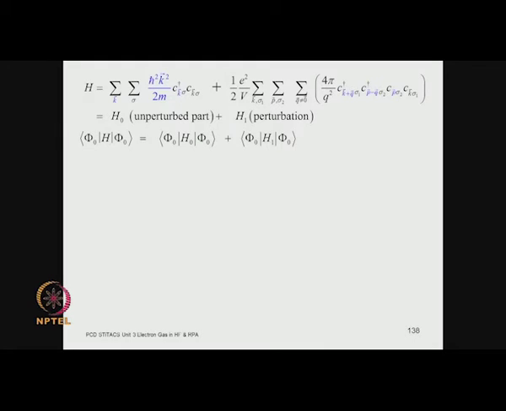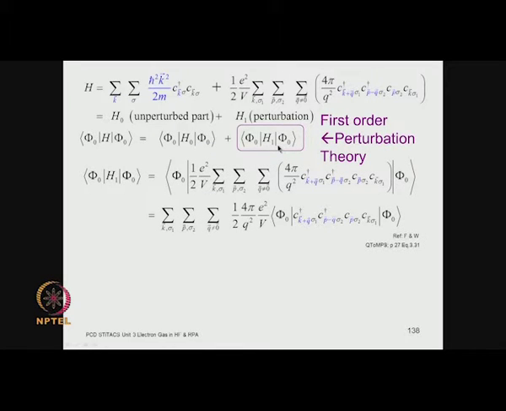Now, what about the perturbation? Let us evaluate this using first order perturbation theory. This is the term H1 that we have written explicitly over here. This is the perturbation Hamiltonian, with Q not equal to 0. I have taken the 4πe²/2Q²V factored out, so that I have only the matrix element of the creation and destruction operators.